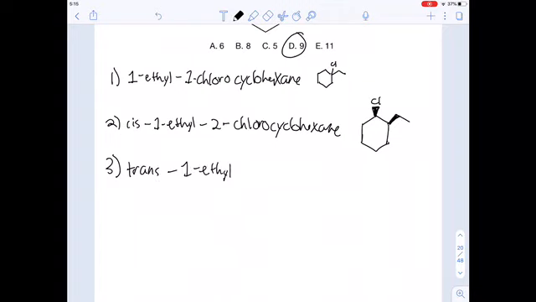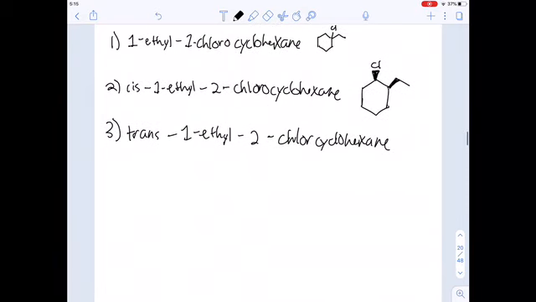Okay. Number 3 is going to be trans-1-ethyl-2-chlorocyclohexane. And that is going to look like this.